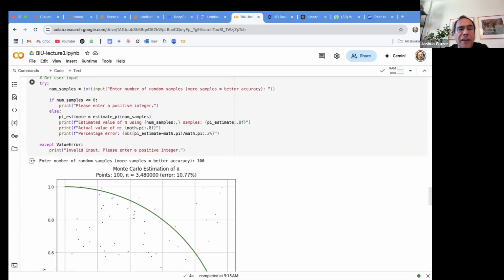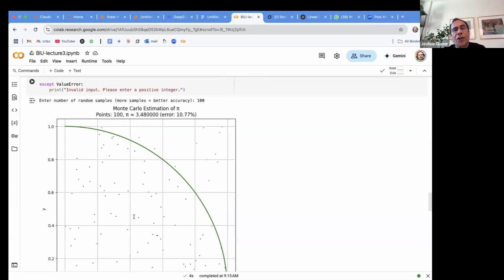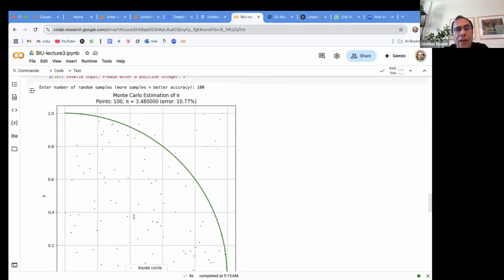And what you get here is a very nice graph, which is showing the darts. The darts in red are the ones that did not make it into the circle. And what you saw here is we just did 100 darts, 100 points. And pi came pretty ugly, 3.4, right? And the error is 10%.